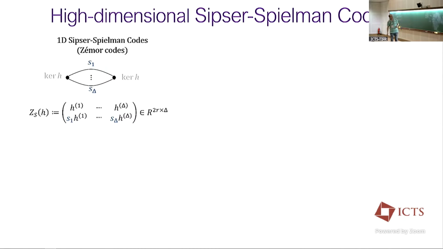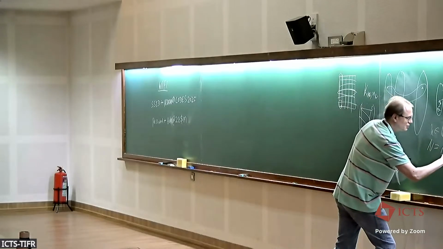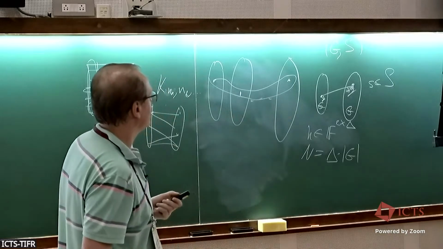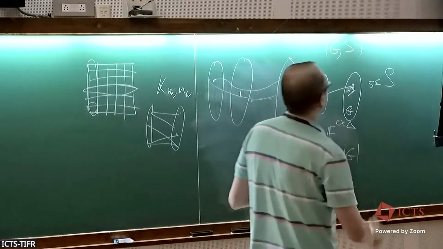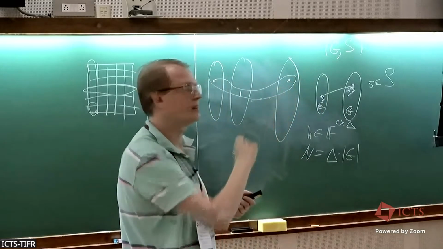And the length of this code is also very simple. It's just the number of edges. So the length of the code is the number of edges multiplied by the lift size, by the size of the group. Okay, is it clear? Okay, great.